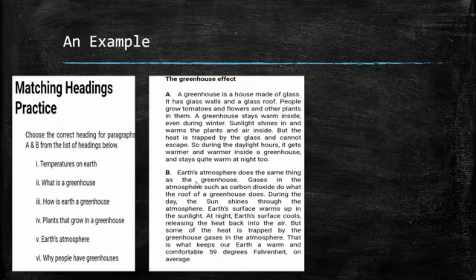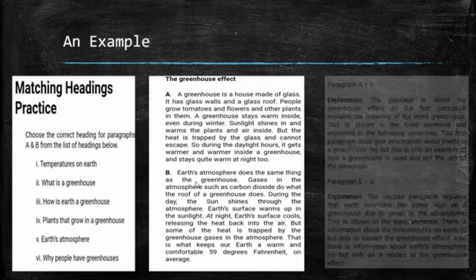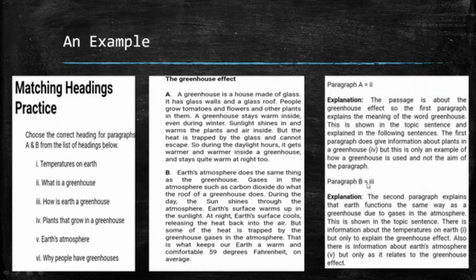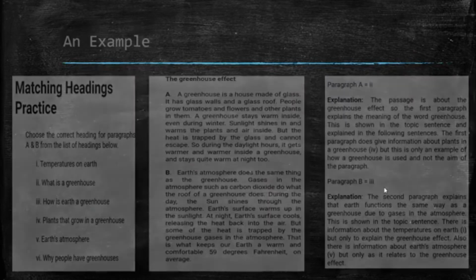So they are comparing that the work the roof does in a greenhouse is done by carbon dioxide in the Earth's atmosphere. So its answer has to be how is Earth a greenhouse. Option number 3 is the correct answer. Now let's have a look at the answer. Yeah, third is the correct answer. So it is so simple. This is how we do it. We need to find out the main idea, what idea is being discussed in the whole paragraph, and the job is done. It is as simple as that. Now let me show you another example.